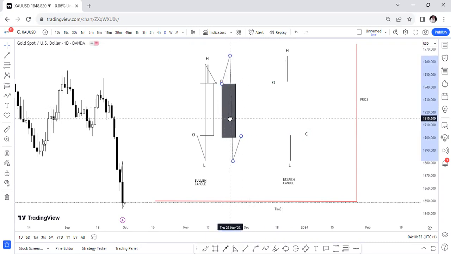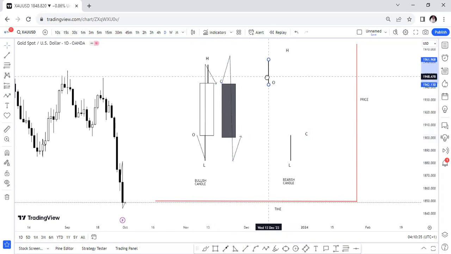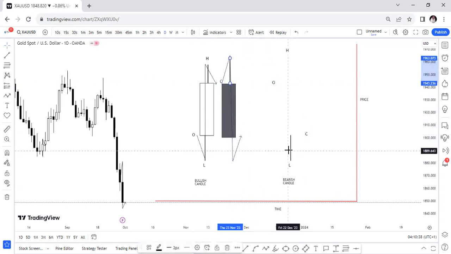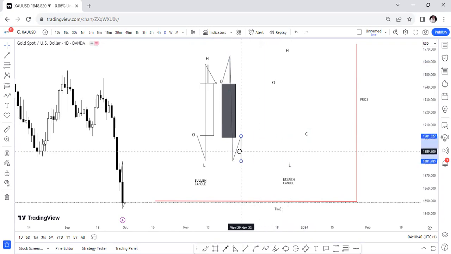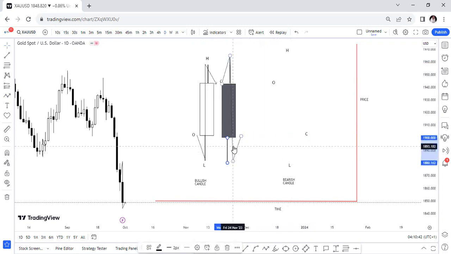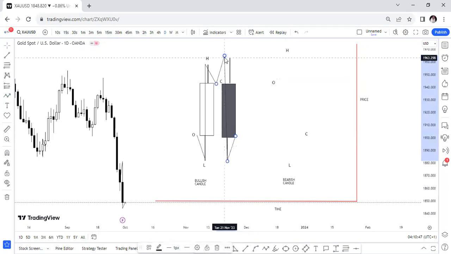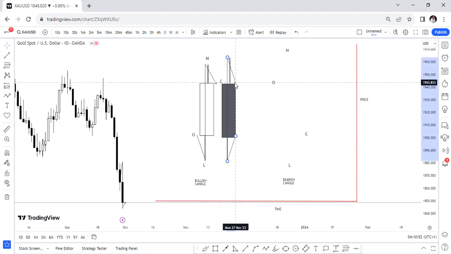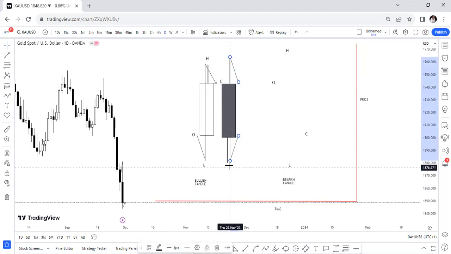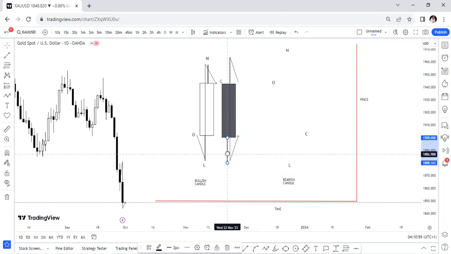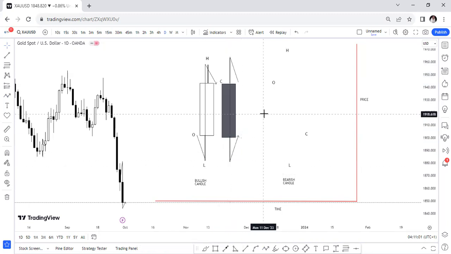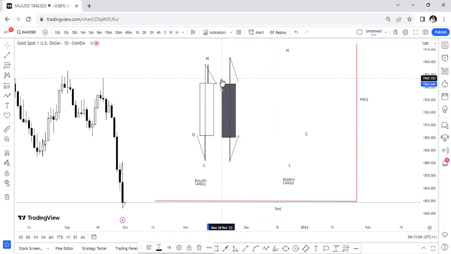It gives us this combination of candlestick. Give us this combination. Focus here.